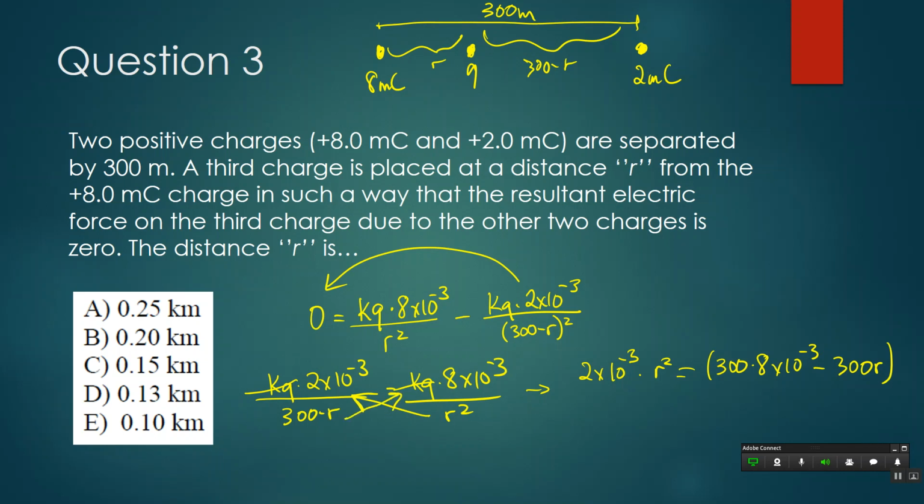Yep, I brought this over like that. So I distributed the 300 minus R. Did I do it wrong? Ah, you're right. Yeah, you're right. I just squared it. So 300 minus R squared is going to be 900 minus 300R plus R squared. Did I do that correctly?